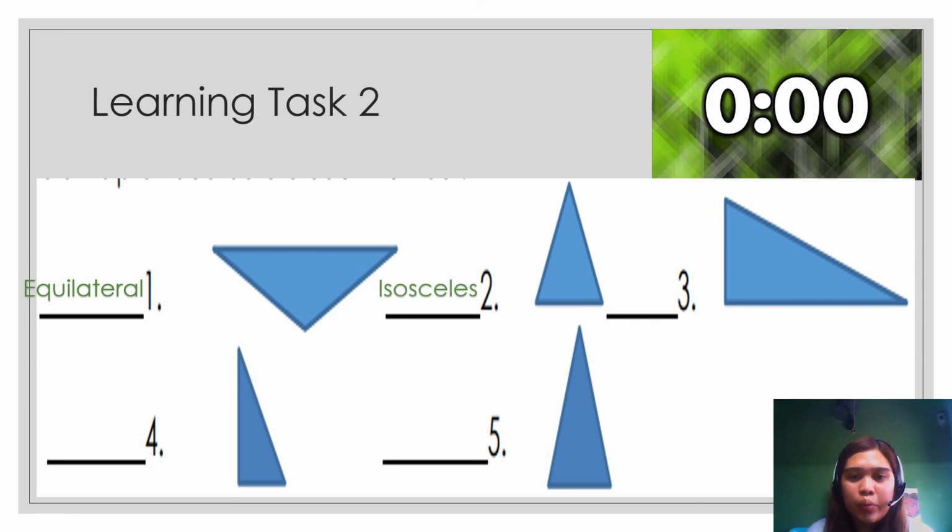How about number 2? So that is an isosceles triangle. Number 3 is a scalene triangle. Number 4 is a scalene triangle, and number 5 is an isosceles triangle.